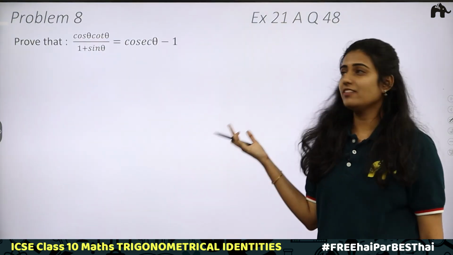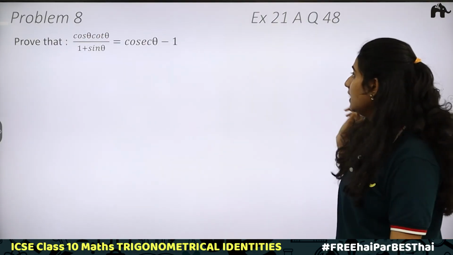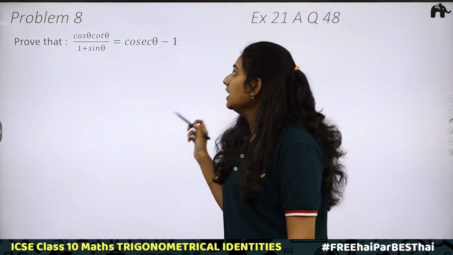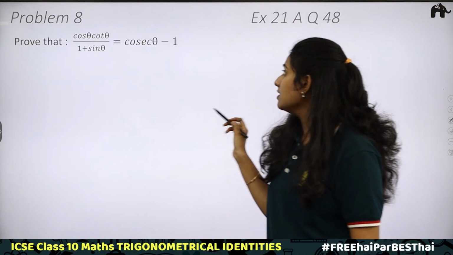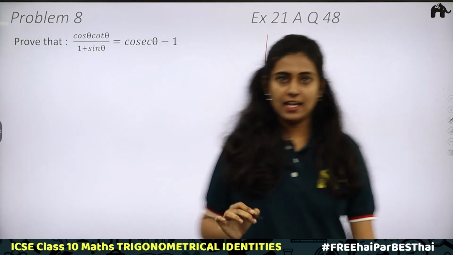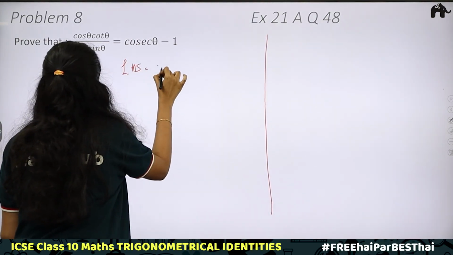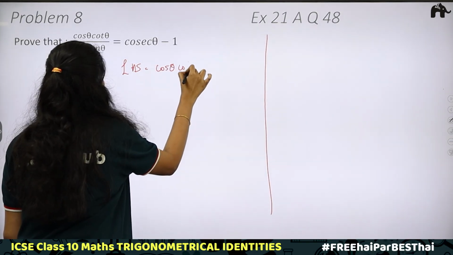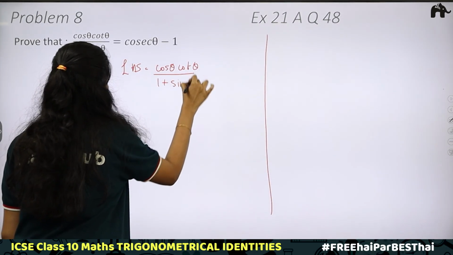Okay. Here we have the last problem for today. Problem 8, question 48 of exercise 21A. Prove that cos theta into cot theta divided by 1 plus sin theta is equal to cosec theta minus 1. Left hand side, we have cos theta, cot theta divided by 1 plus sin theta.